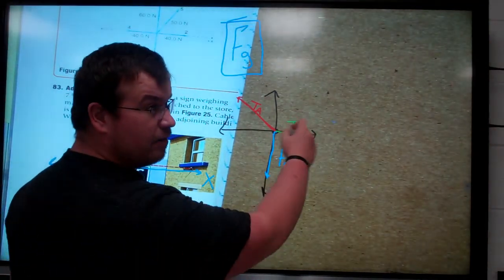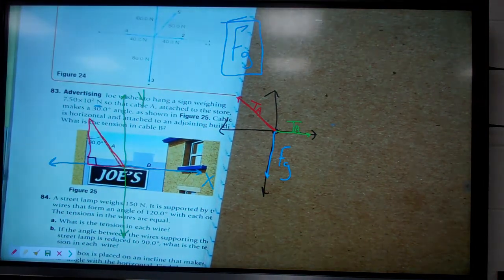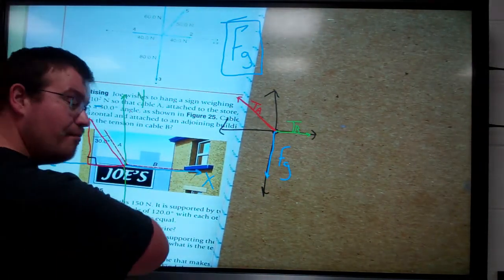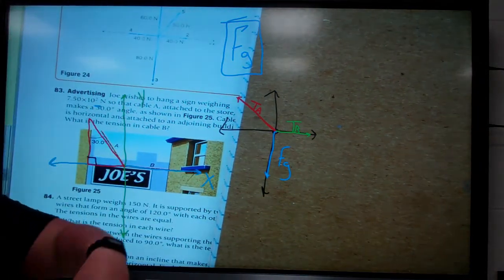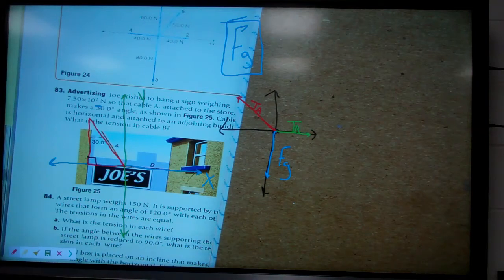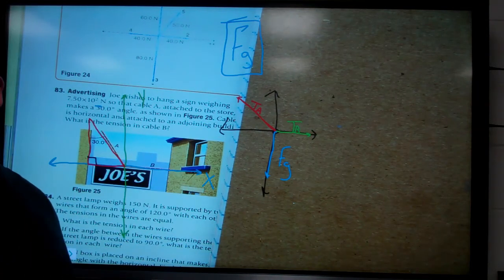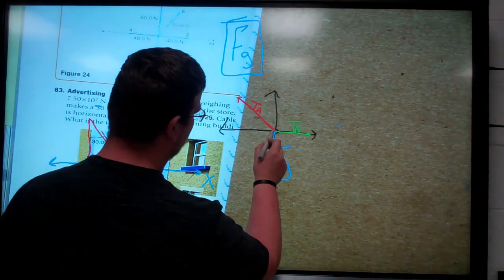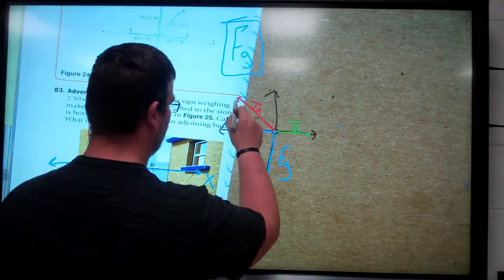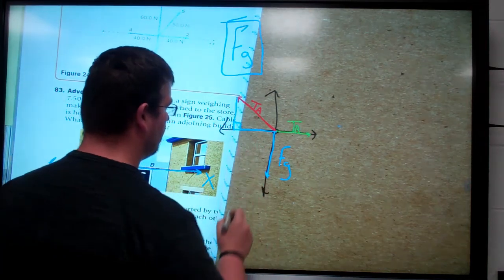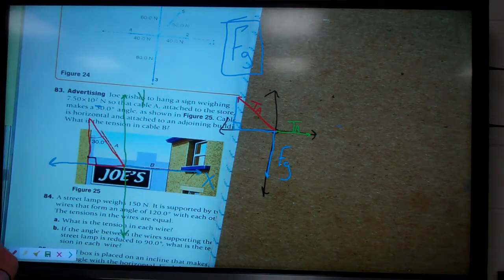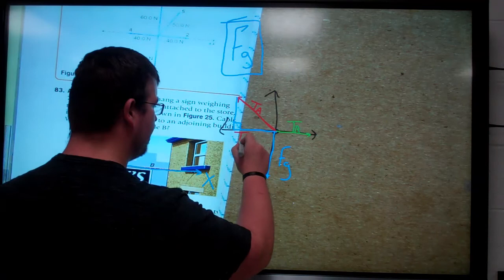What's the tension of B? In what direction? X. So there has to be something. This tension is pulling this way. Is that sign being pulled into that building? No. So there has to be something that's opposing that. What opposes the tension in B? The negative tension of B. Yeah, do that then. The X component of the tension of A.